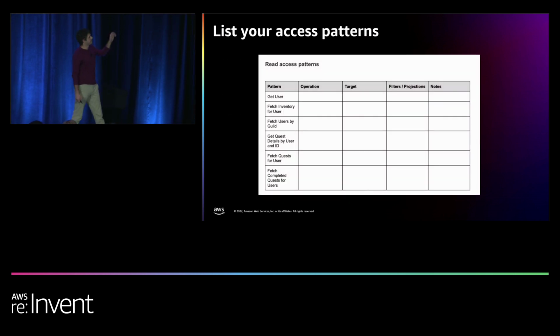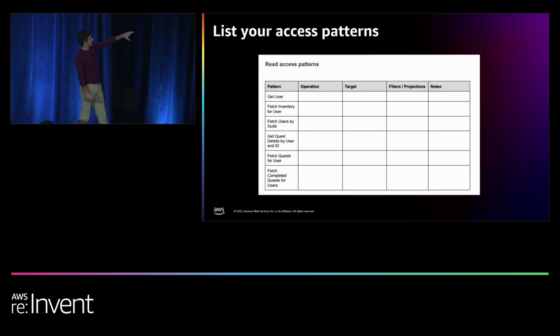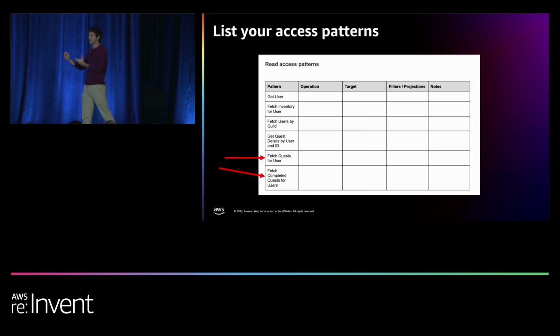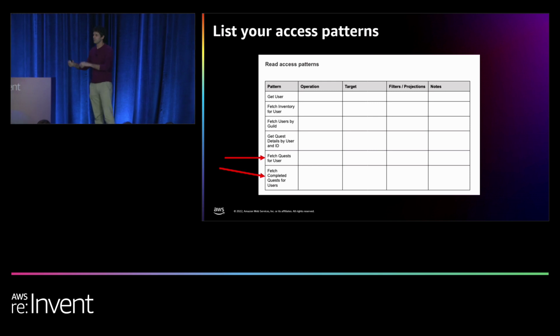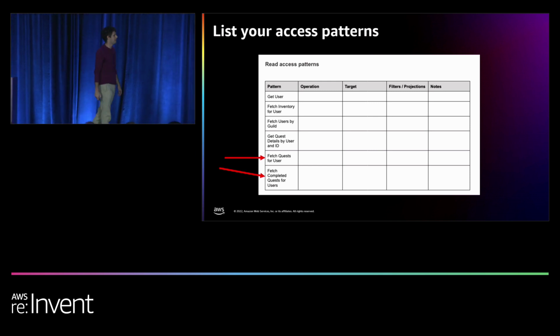If we look at these different read access patterns, you can look at the two on the bottom. I have fetch quests for user, where I want to get all the quests for a particular user, but I have another one that's really specific, fetch the completed quests for the user. That's just a filtered view of that original view. And sometimes you need to be very specific in differentiating between those because there are going to be different access patterns.